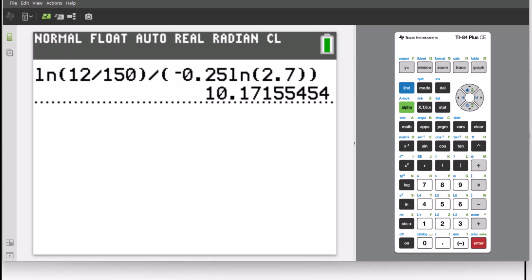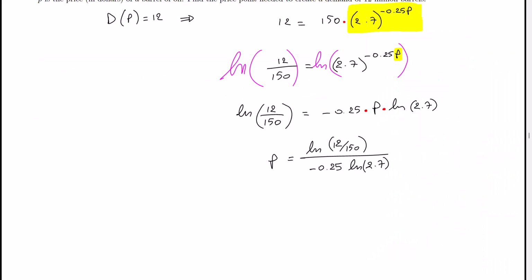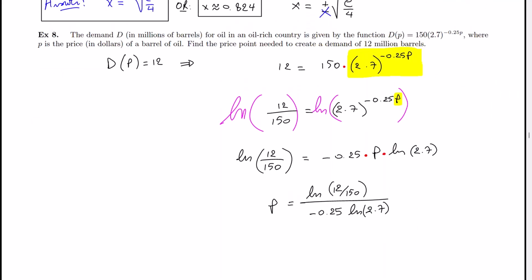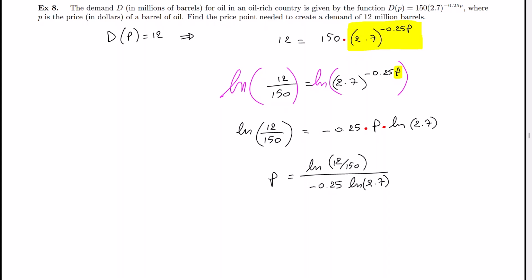And when I click enter, the answer is going to be 10.1715, and this is money, right? The P that we're looking for is a dollar amount, so it's appropriate to round to 2 decimal places, because remember, P is the price for the demand to be 12 million barrels. So the P that we're searching for is, roughly speaking, 10.17. So at $10.17, we will have 12 million barrels of oil demanded.